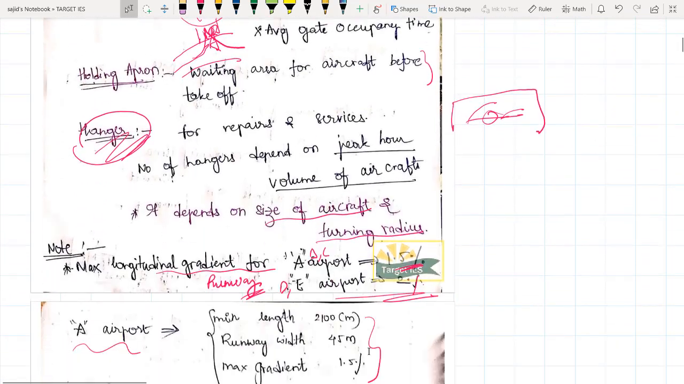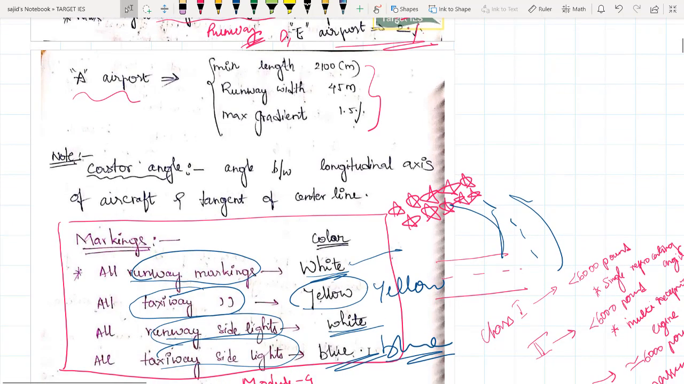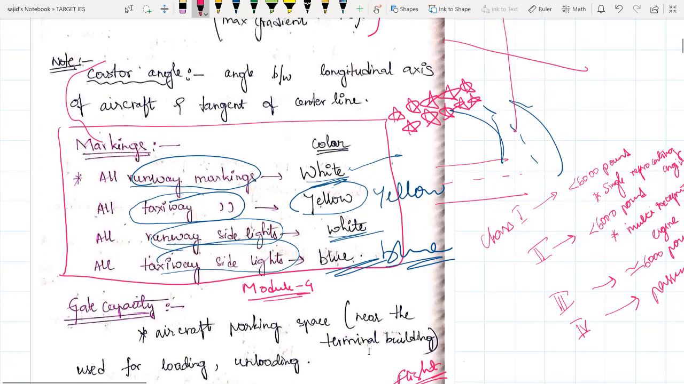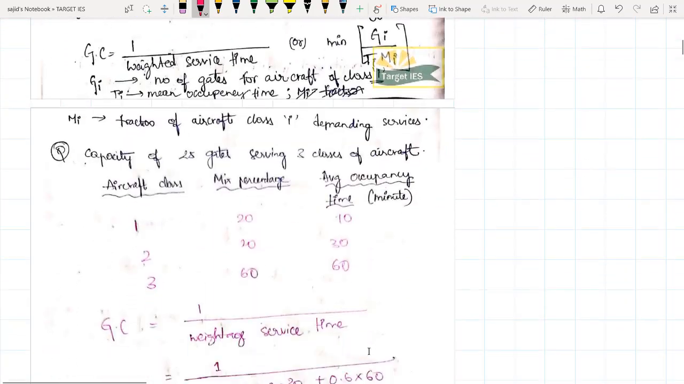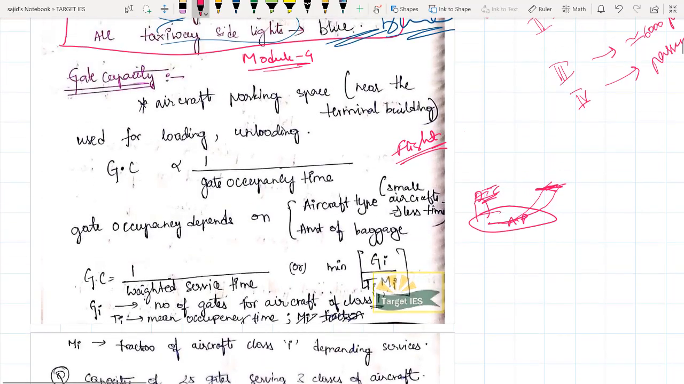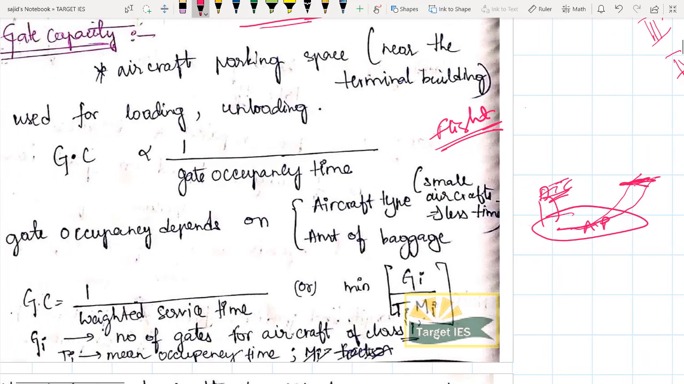You can tick it like this, but I have given you what the caster angle is: the angle between your longitudinal axis and the tangent to your center line is called the caster angle. And let us see gate capacity. A question can come from here, okay.